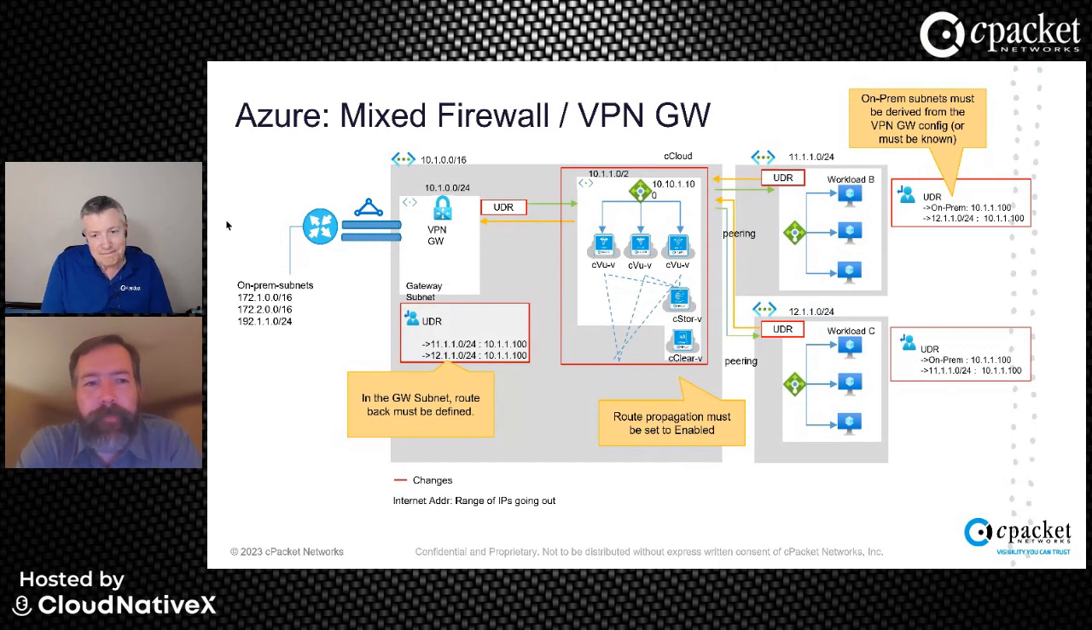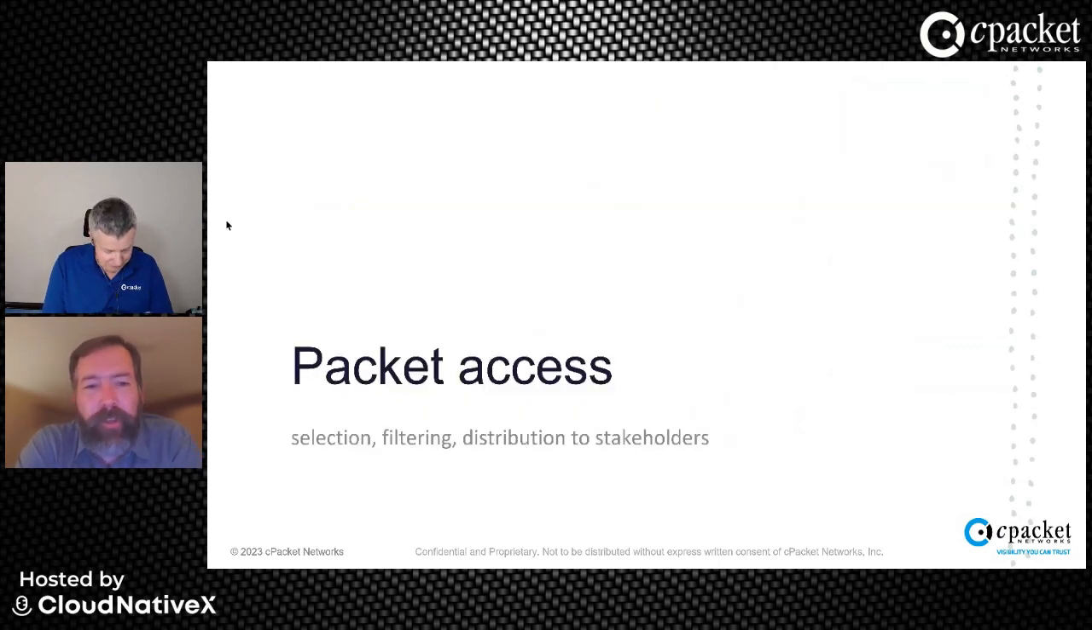All right. So now that we've talked about the deployment patterns and the issues around getting these things turned on, we're coming full circle back to what we actually need to do, which is to access the packets and do something with them. So now we're going to talk about packet access. We've already captured packets. This is all about selecting packets, dealing with that data firehose, filtering, and then distribution to stakeholders.